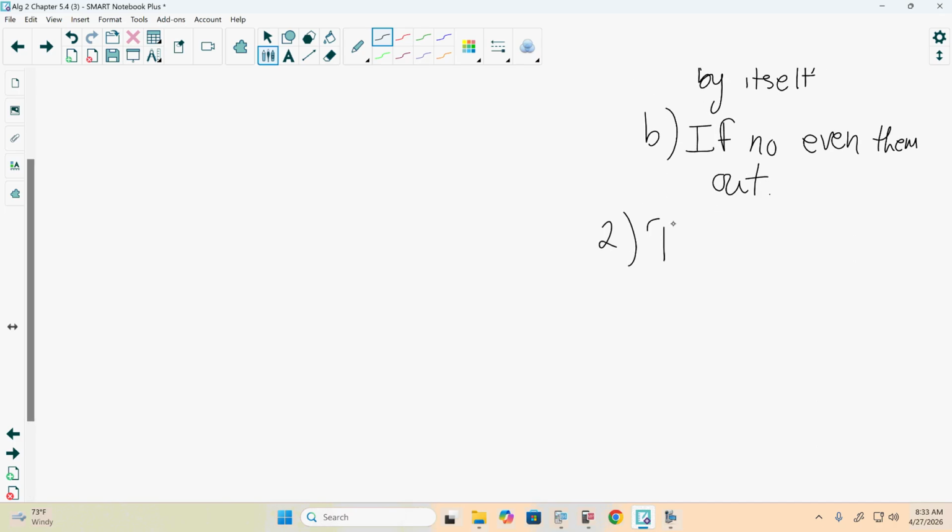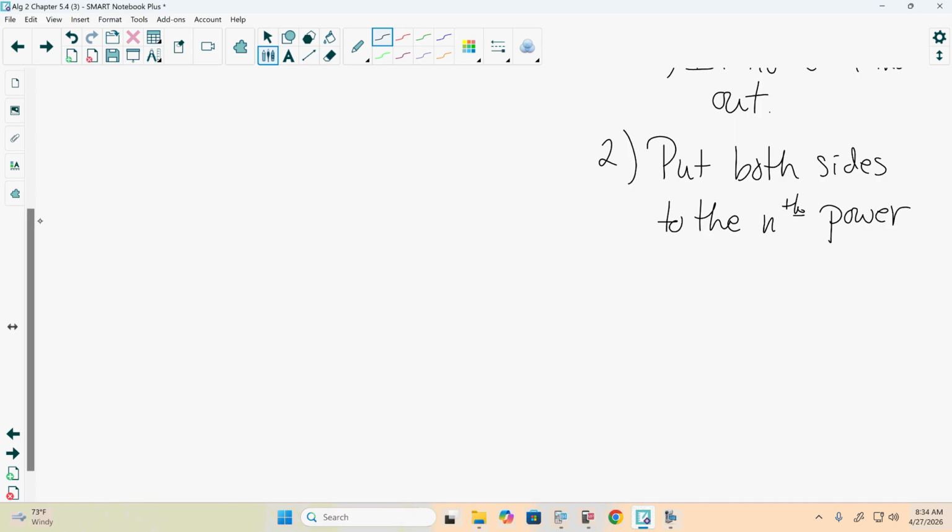Step 2, put both sides to the nth power. And once we finish doing that and simplifying everything down as far as possible, our third step is to check and see, are there any radicals left?